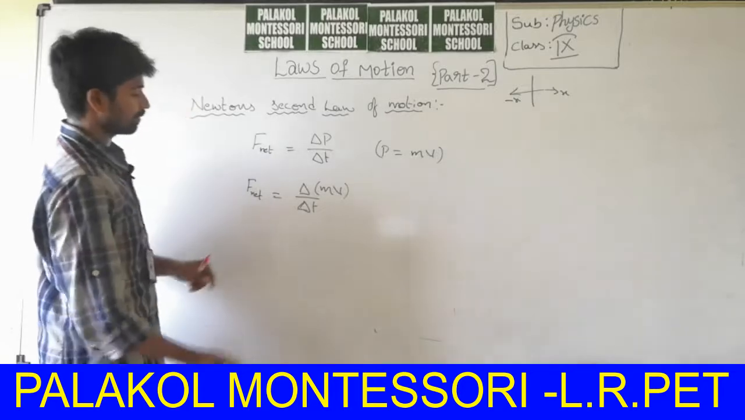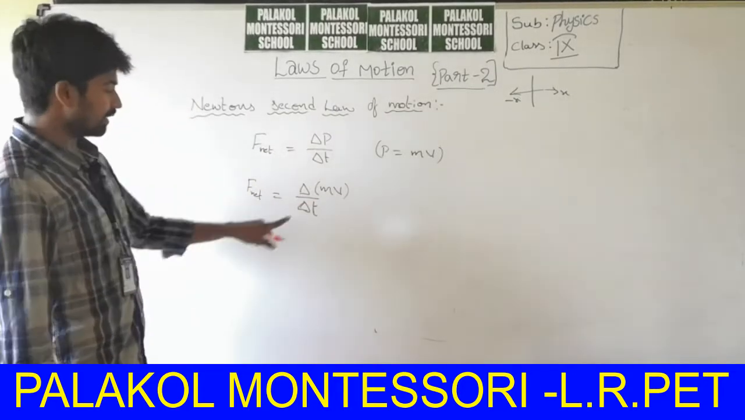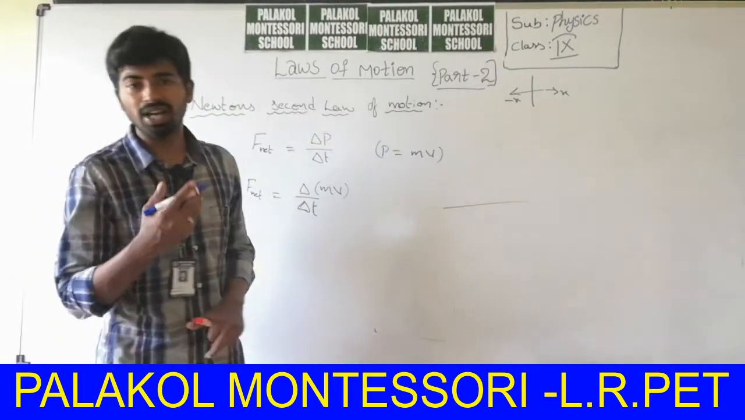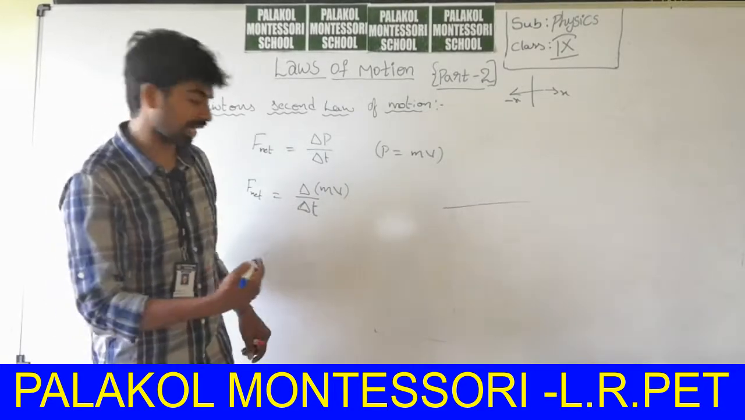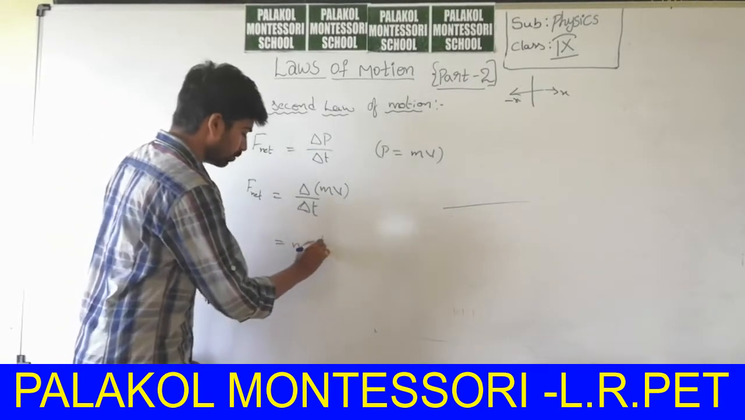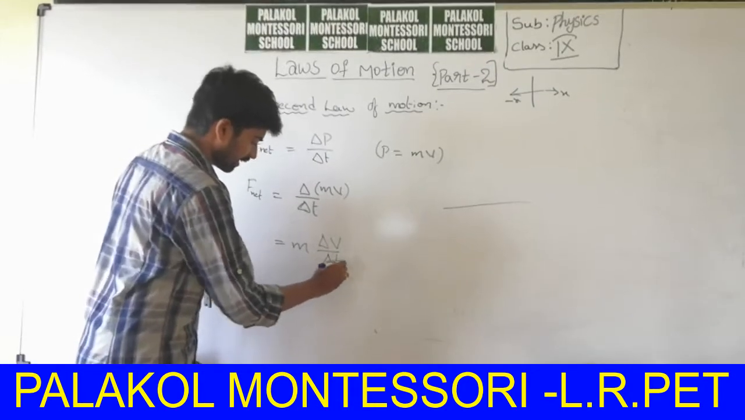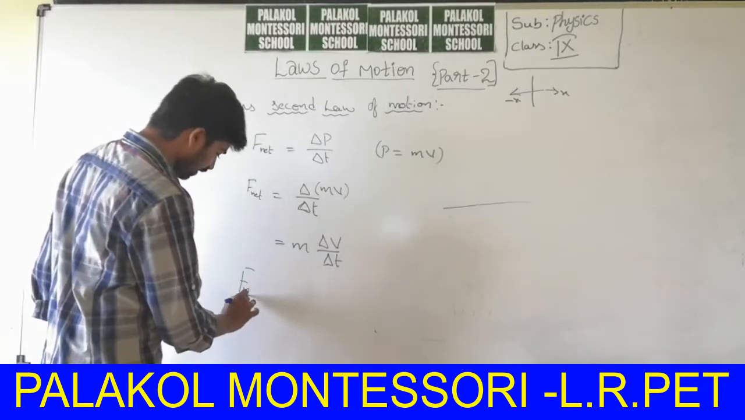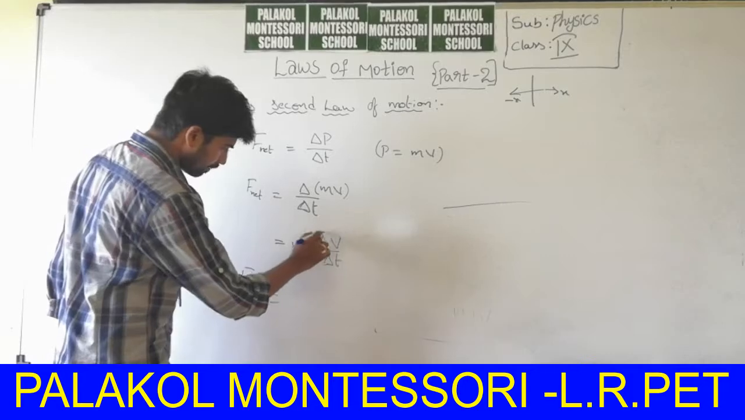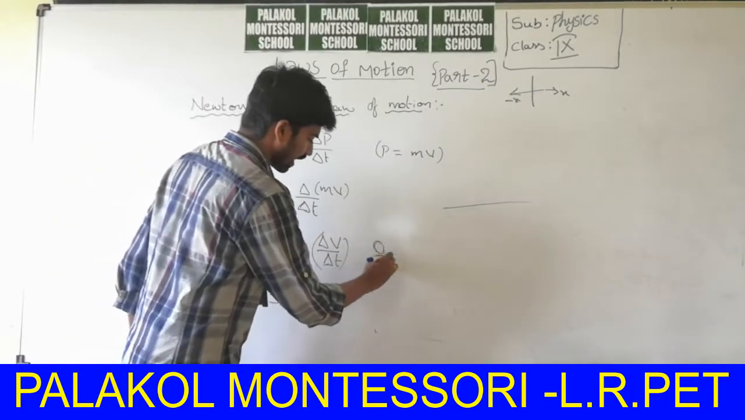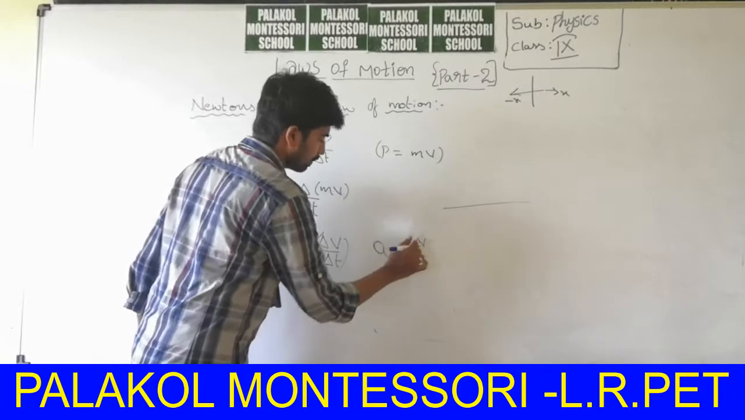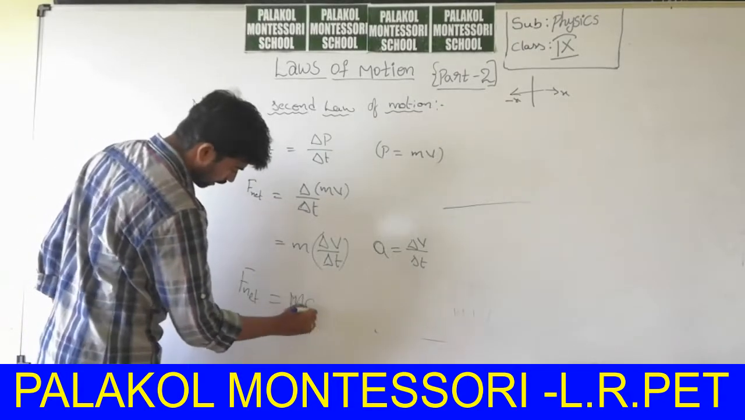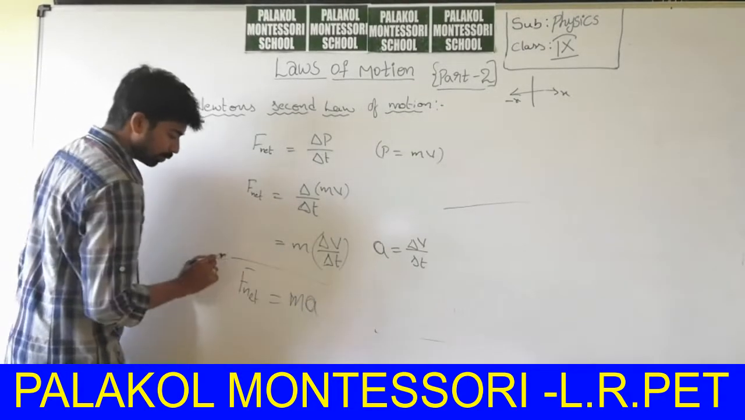Here, since the mass does not change with time, if any object is in motion, the object's mass does not change, so you can write it outside. So, m into delta V by delta T. Here, what is delta V by delta T? Delta V by delta T is nothing but acceleration. Acceleration a is equal to delta V by delta T. So, you can substitute acceleration in the place of delta V by delta T. So, F is equal to m a.